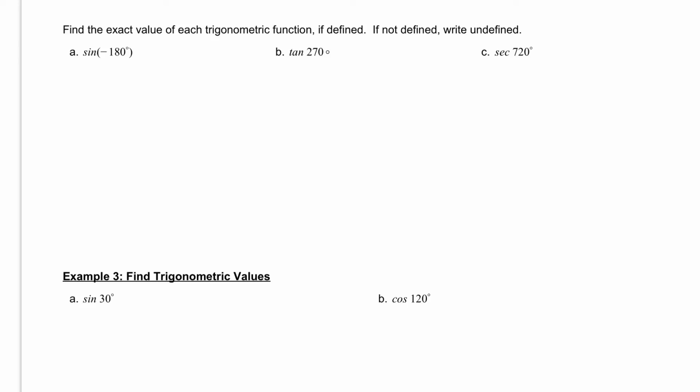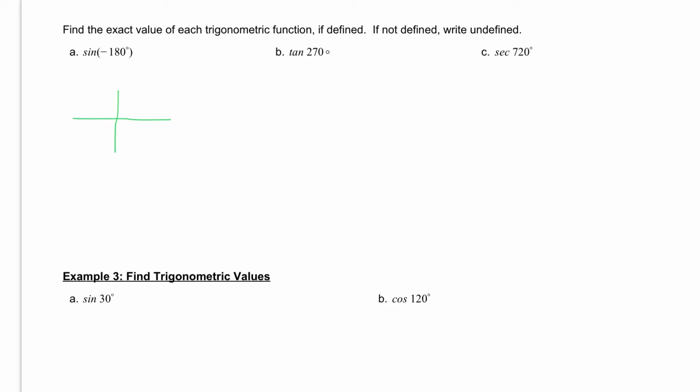In example 2, we want to find the exact value of each trig function if it's defined, and if it's not defined, we're going to write that it's undefined. So if I want to find the sine of negative 180 degrees, first thing I'm going to do is graph it and find out where it's at.